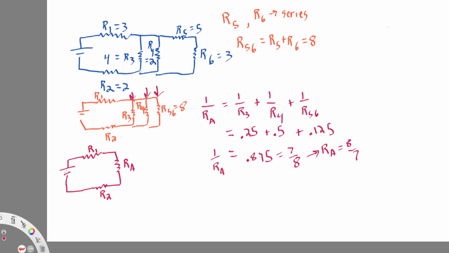All right. And now we're down to a simple series circuit. So our total equivalent resistance is R1 plus RA plus R2. So 3 plus 2 is 5 plus 8/7. So is that 43/7?